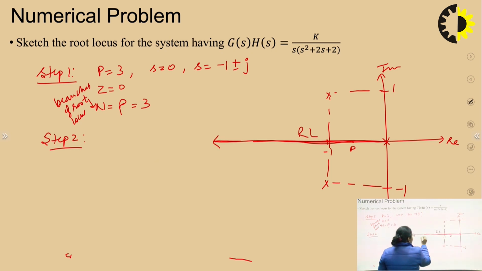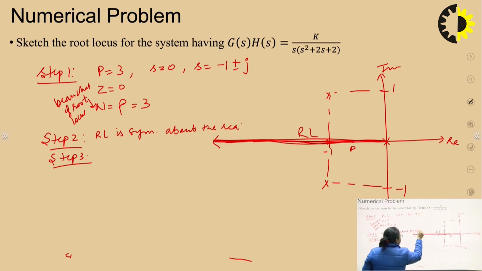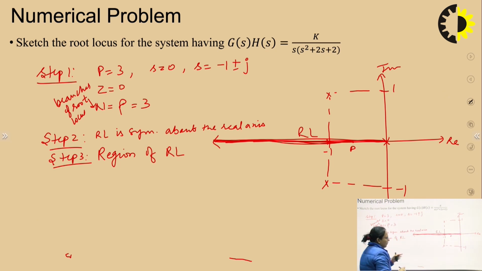Only one point is considered here, and the next step, step 3: we know that the root locus is symmetrical about the real axis. And the region of root locus we found out is that our root locus will lie in the entire left half region.